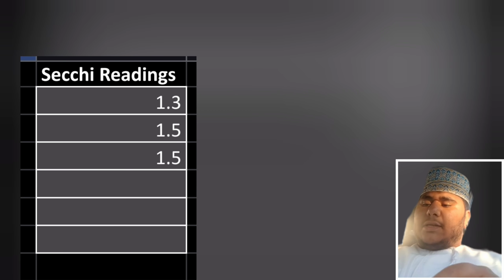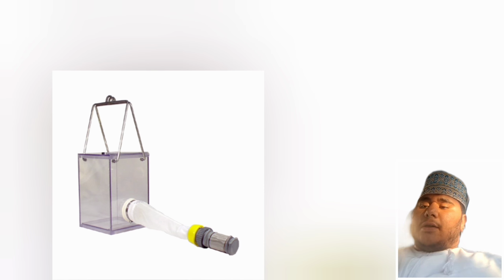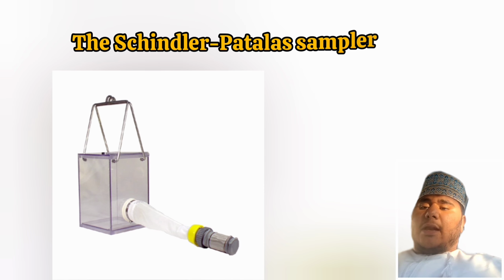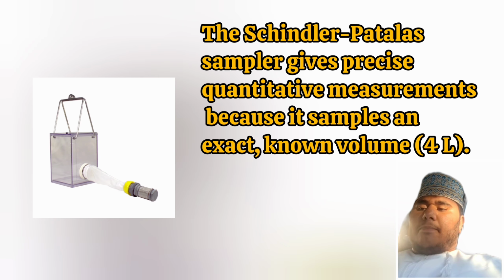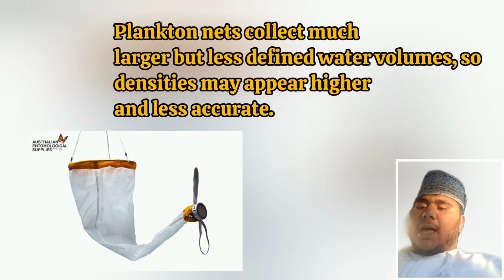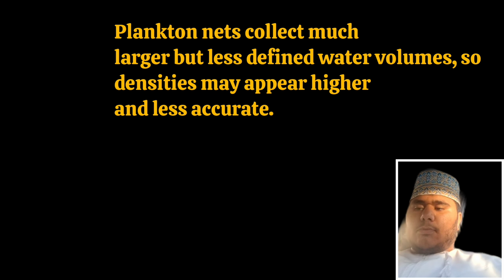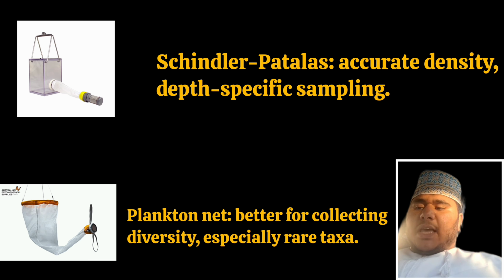Okay. The second thing is the difference between the Schindler-Patalas sampler and plankton nets. The Schindler-Patalas sampler gives precise quantitative measurements because it samples an exact known volume, 4 liters. Plankton nets collect a much larger but less defined water volume, so density may appear high and be less accurate. But what is the advantage? The Schindler-Patalas sampler gives accurate density and depth-specific sampling. A plankton net is better for collecting diversity, especially rare taxa.